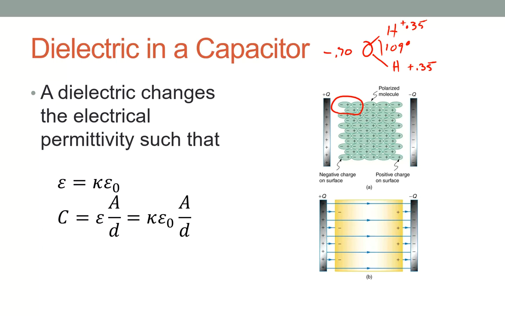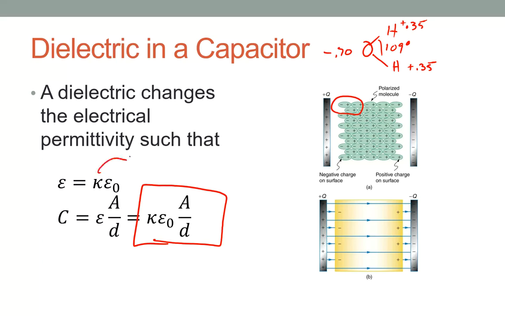So the dielectric weakens the electric field, which means that you'll have a bigger voltage for the same charge. Hence, it changes your capacitance, making you have a bigger capacitance. Did I say that right? Bigger voltage? No, smaller voltage for the same charge. So a bigger capacitance. So if you put a dielectric, we can write the equation like this.